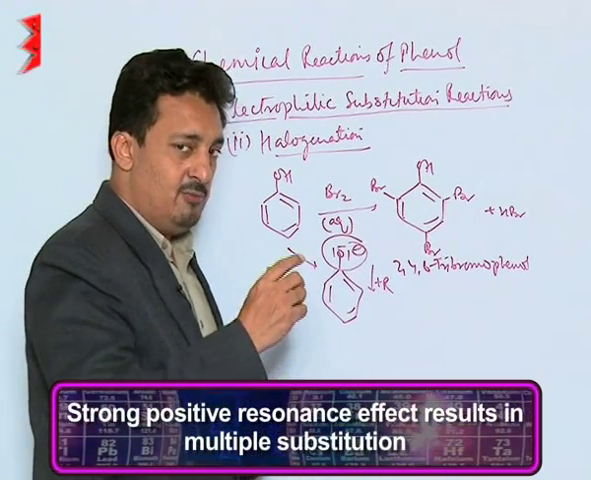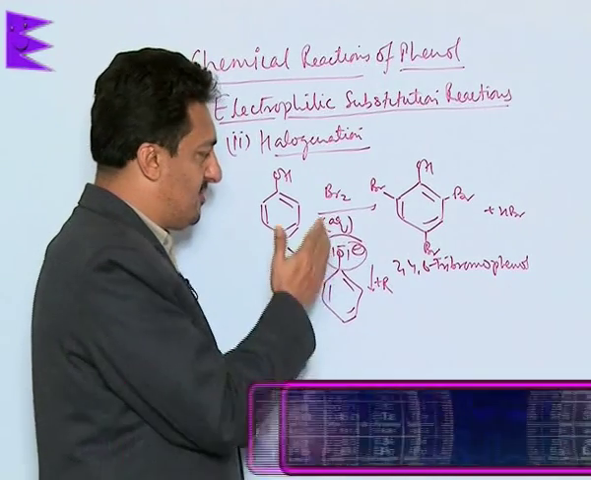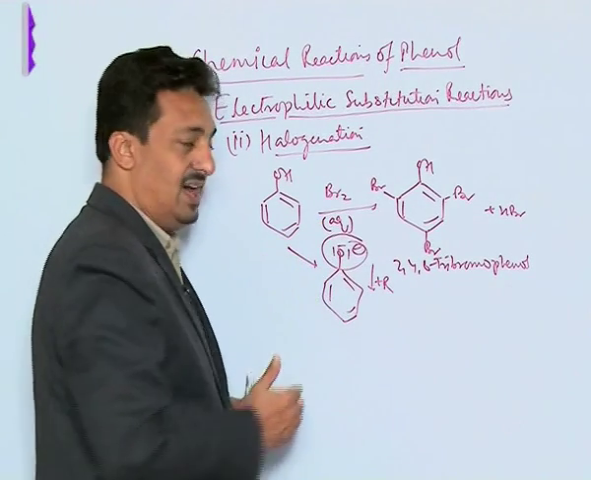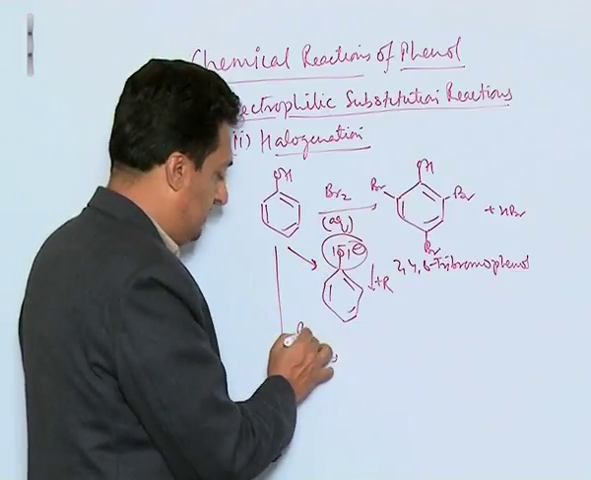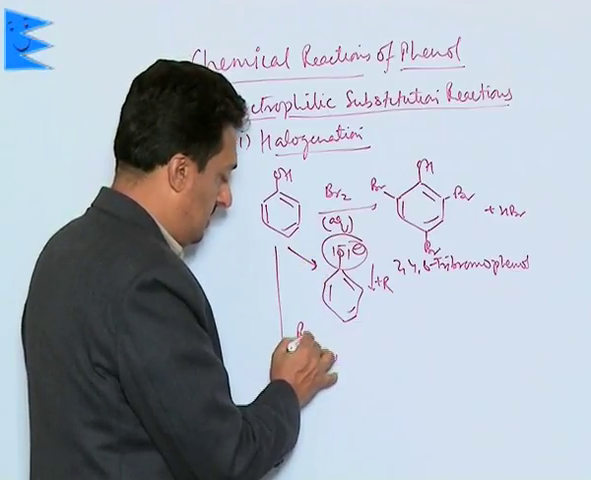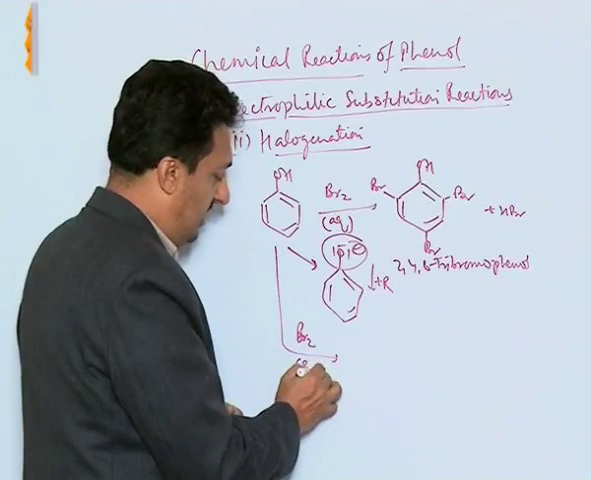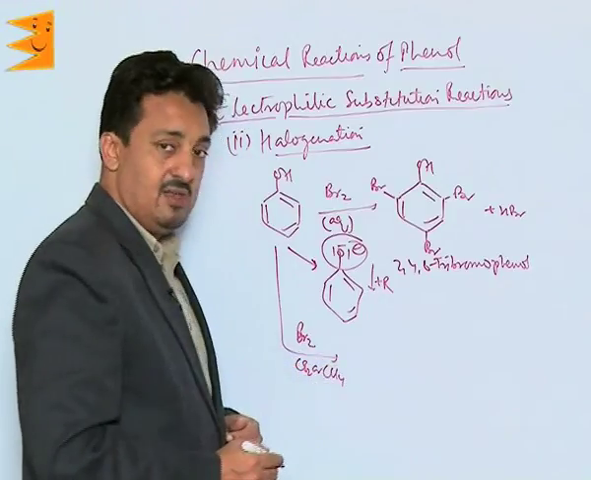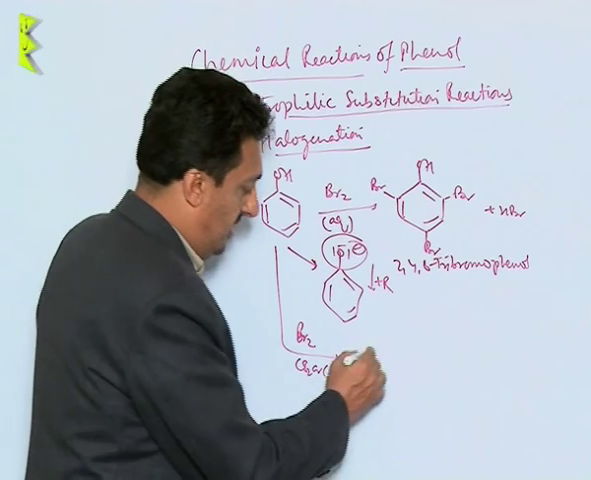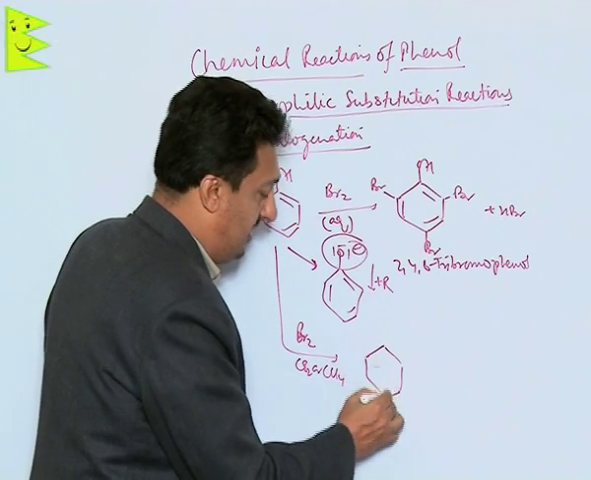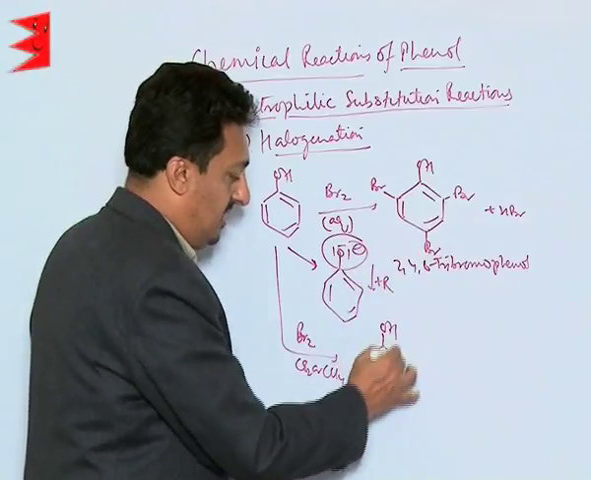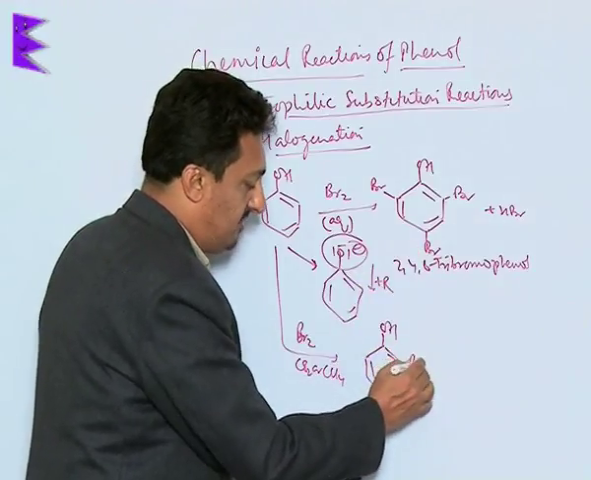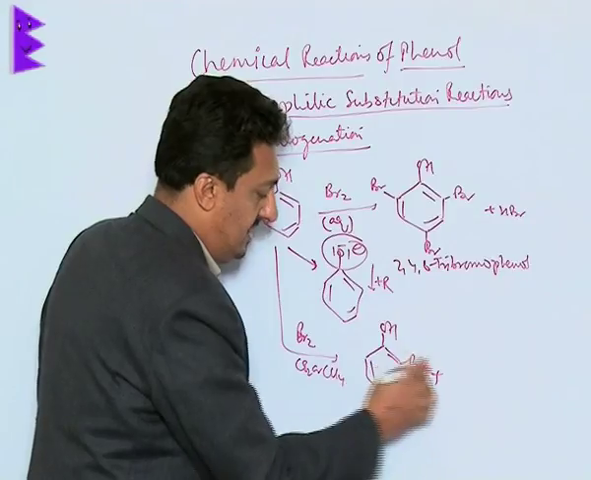So therefore if we want a mono-substituted product, we need to stop this dissociation of phenol to phenoxide ion, and that can be done by taking bromine in carbon disulfide or in CCl4, non-polar solvents. In non-polar solvents, since phenol doesn't break down into phenoxide ion, this reaction is avoided and we can have only mono substitution done like this.